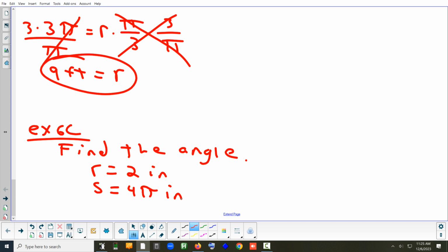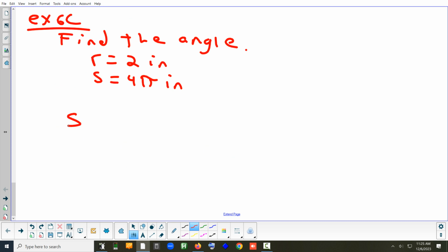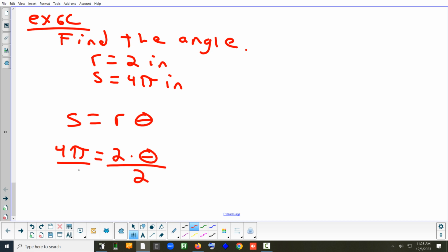Well, first of all, make sure the radius and the arc length are the same unit. If one of them's inches and one of them's feet, well, that's going to mess you up. So you got to make sure you have all the same unit first. We do, so we're fine. Let's go right to our formula. What do they tell me the arc length is this time? How much? 4 pi inches. Okay. What do they tell me the radius is? Yep. 2 inches. And the angle? I don't know. Okay, so solve to get theta by itself.